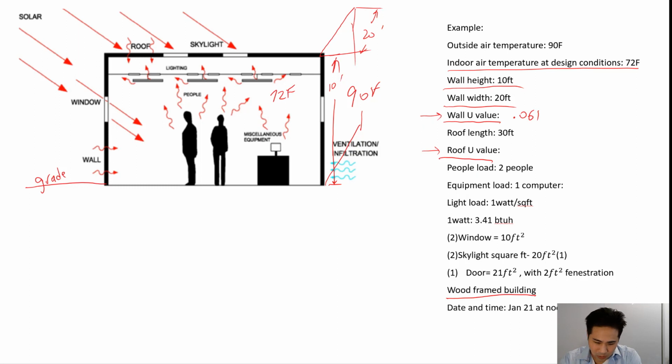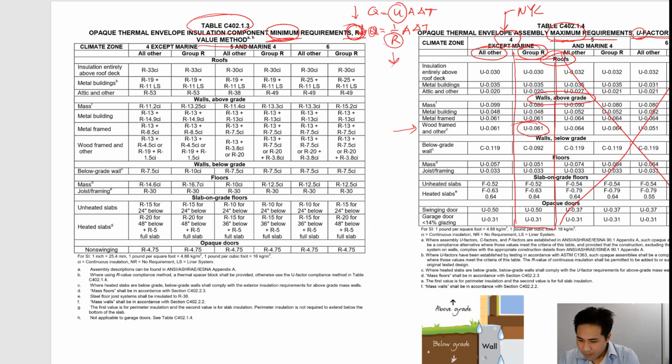Now we need to look for the roof U value. That's going to be this top area here. And in this example, we'll say that we're not sure what the U value is going to be. So in those cases, we're going to pick the worst case scenario. In this case, it will be the 0.035, since it's the highest one out of all three of these. Okay, so we're going to use 0.035.